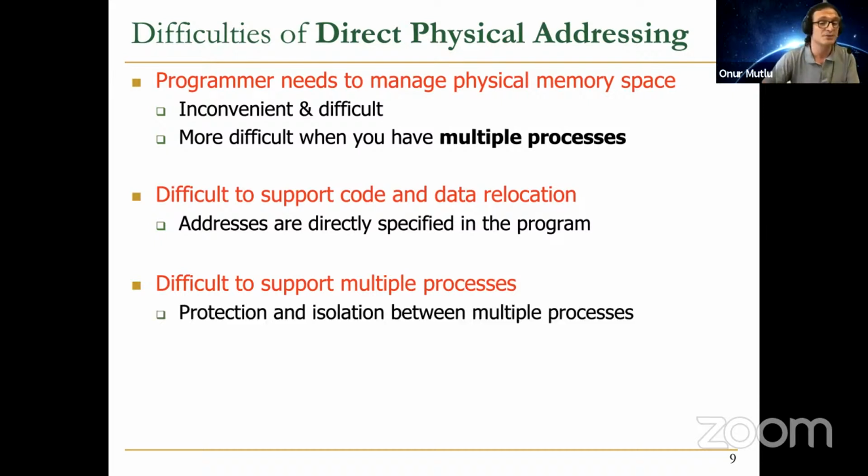As I said, difficult to support multiple processes. You do not have protection and isolation between multiple processes because everybody has the same physical address space if you have direct physical addressing. And as a result, you cannot distinguish between them. So you need to have some sort of protection and isolation mechanisms. And virtual memory provides one way of providing protection and isolation.